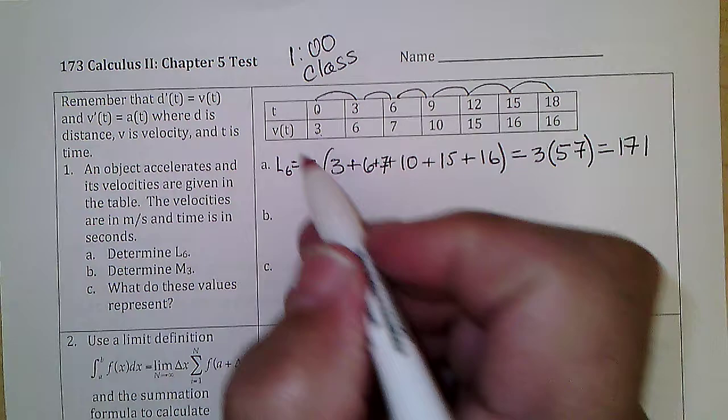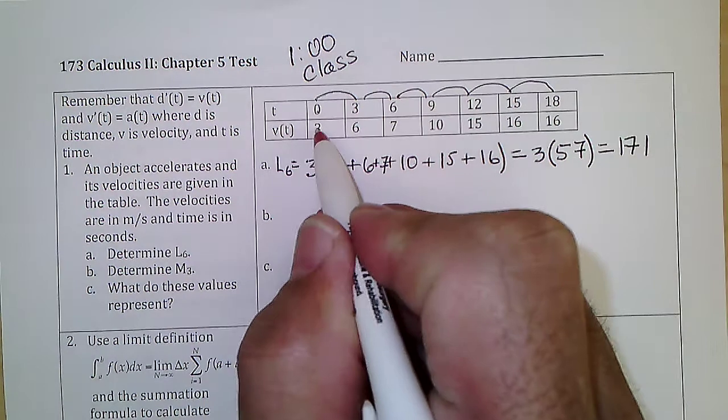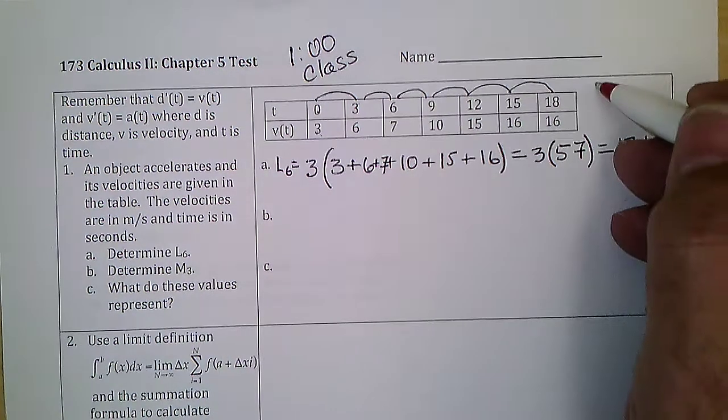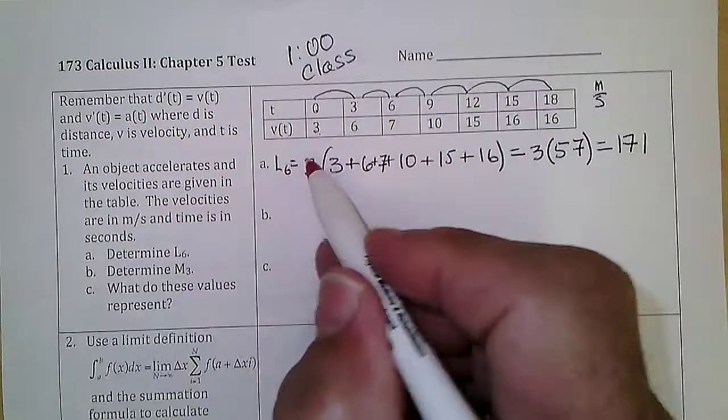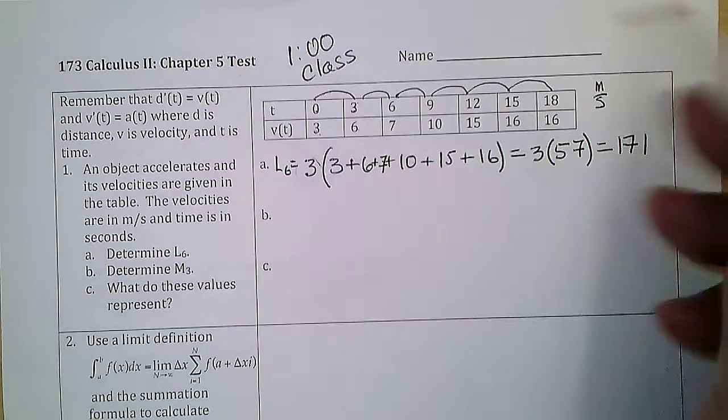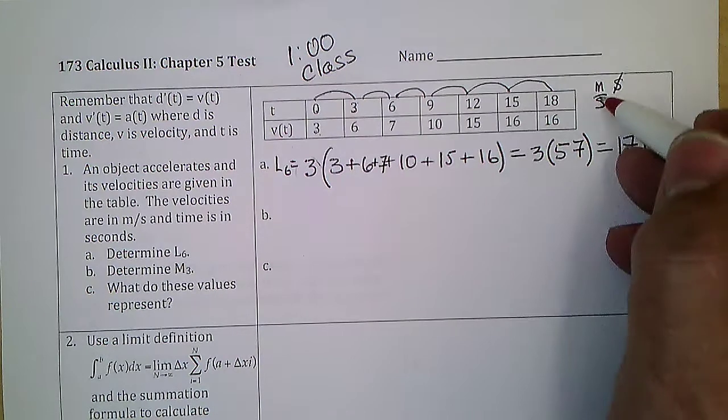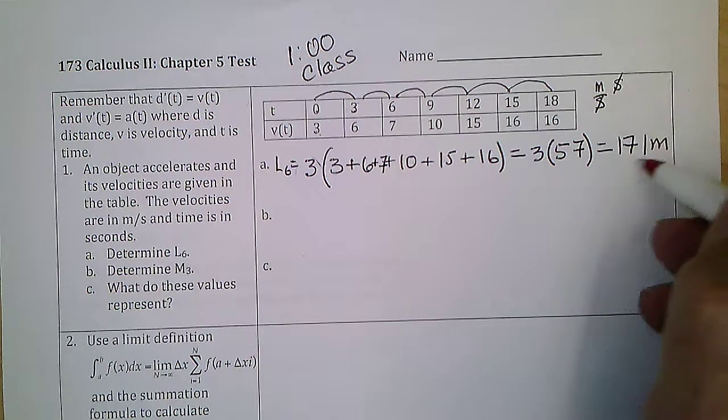And since we're doing a heights of velocity, which is a height in meters per second, times a width of seconds, units cancel and we get meters for our units.